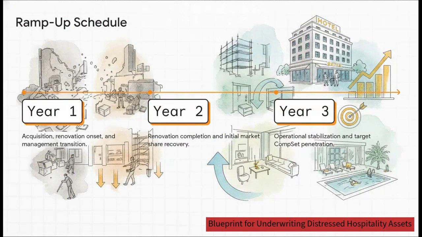Let's move to and see how this builds. Because instant turnarounds, they are complete myths. You have to model a phased 24 to 36-month timeline. Year 1 is notoriously messy.